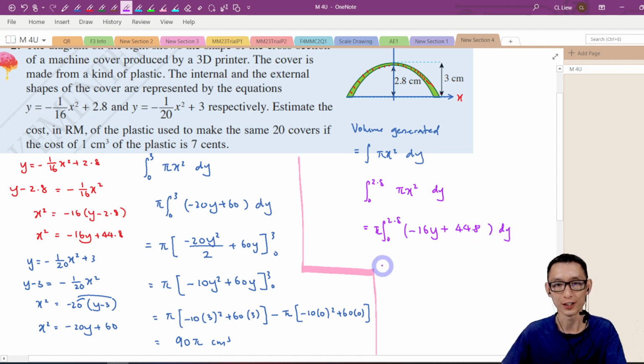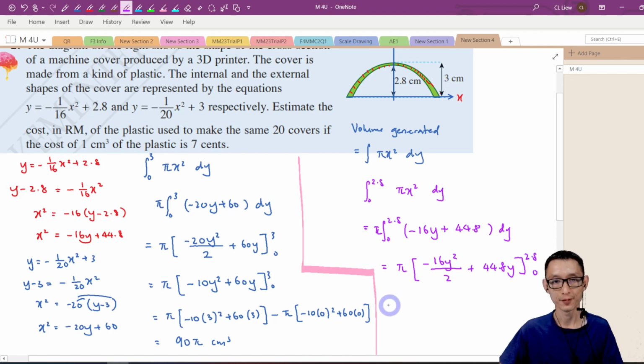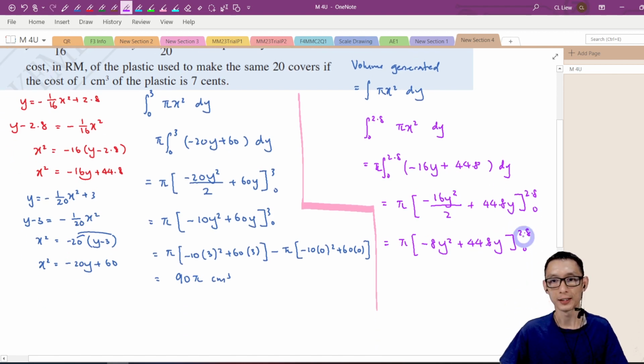Now we can start to do the integration. Negative 16, y just copy, power add 1. Whatever right here, write the same thing for the denominator. 44.8, so 44.8 y. Upper limit 2.8, lower limit 0. Okay. Let me simplify this one. Okay. Now bring in the upper limit and the lower limit.